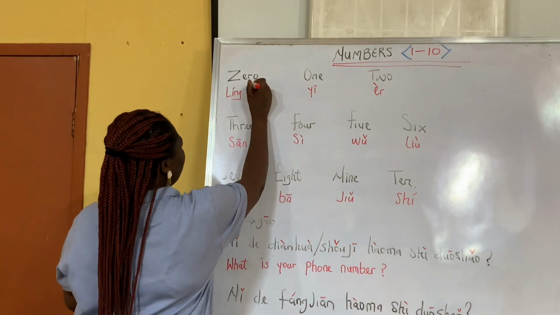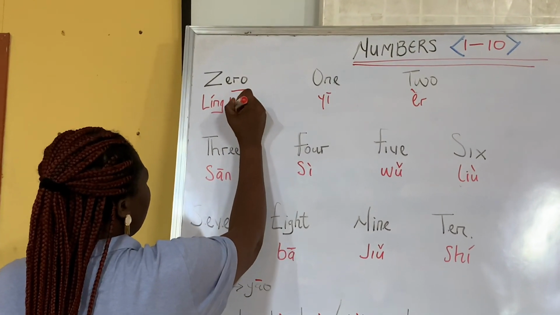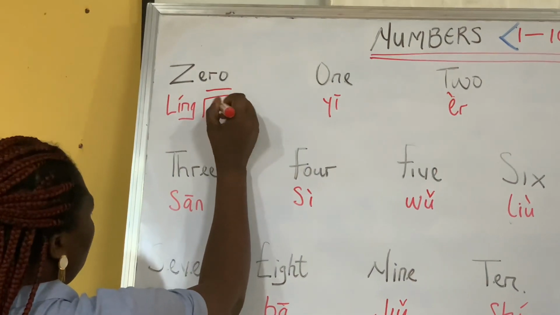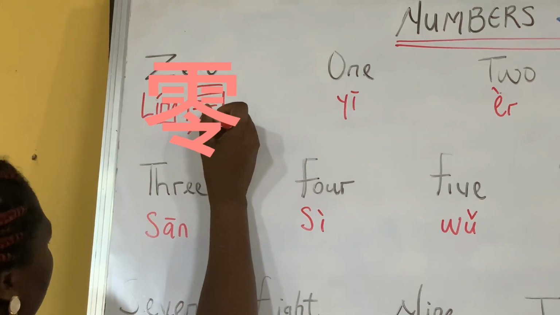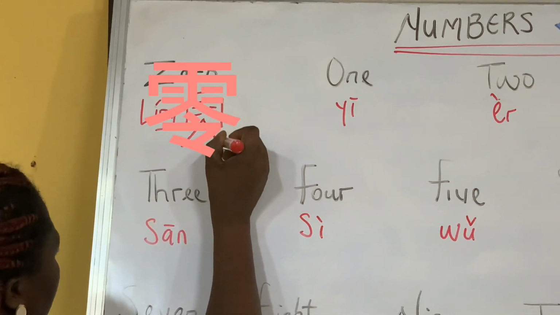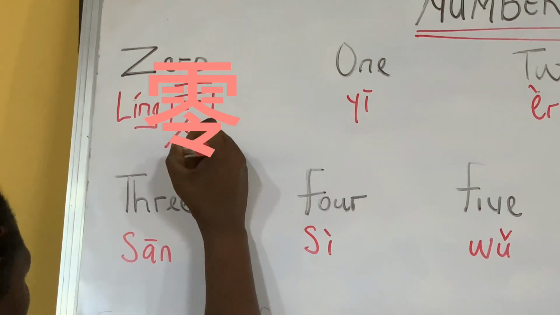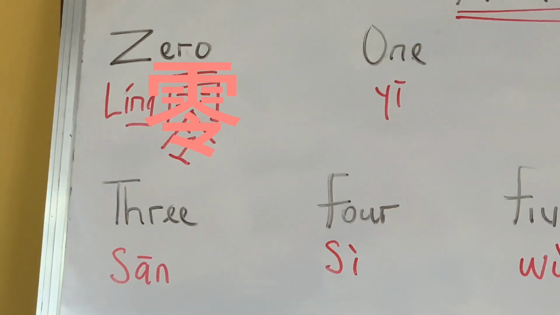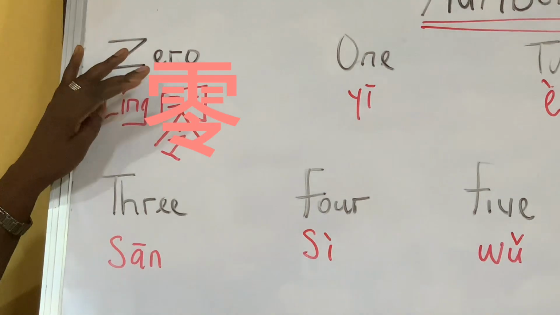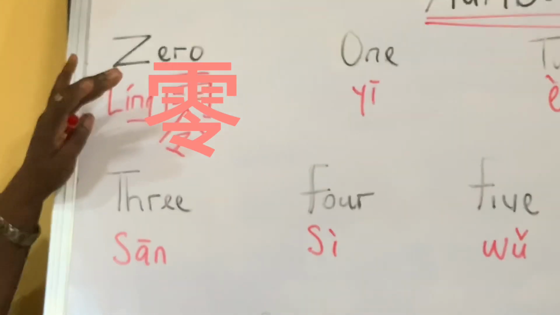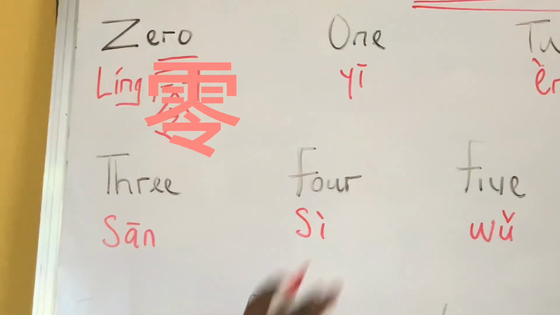Ling is what? First of all, write this, then add this. This is the character of ling. Among 1 to 10, this is a kind of complicated, but it's okay. Don't need to be scared. Other ones are very simple.